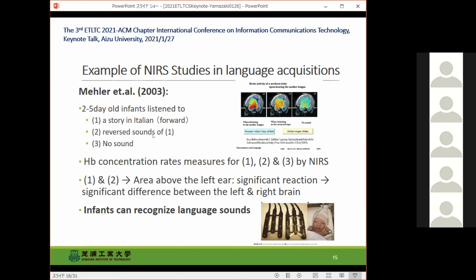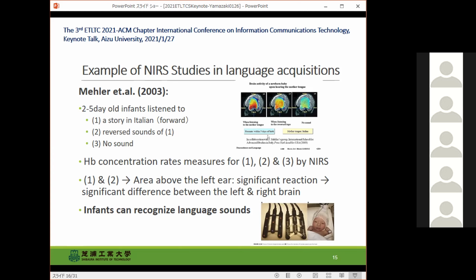In this experiment, the researchers had 2 to 5 day old infants listen to two different sounds, Italian forward and then the same sound in reverse, and also no sound. The new system can be manufactured in a small size like this. So that's why we can use it for language acquisition studies.